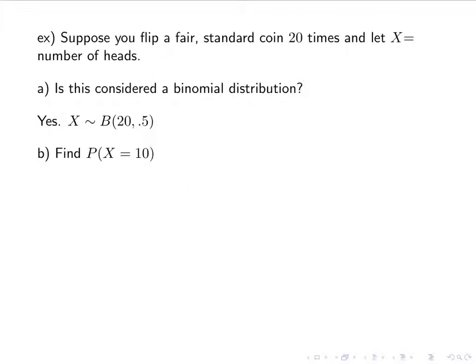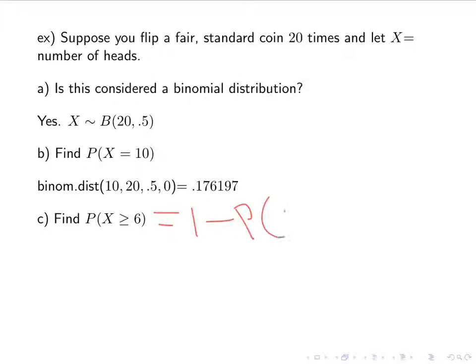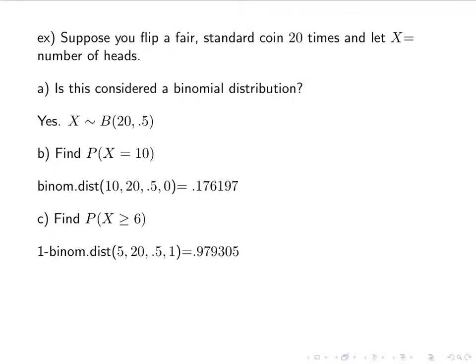So part B, find the probability that x equals 10. Remember, equals, we have the 0 at the end of our binomial formula. And we should get 0.176197. What's the probability that x is greater than or equal to 6? So again, greater than or equal to, I need to change that to 1 minus the probability that x is less than or equal to 5. Again, 1 minus, the original number minus 1. In the Excel formula, it looks like this. Plugging it in, we get 0.979305.